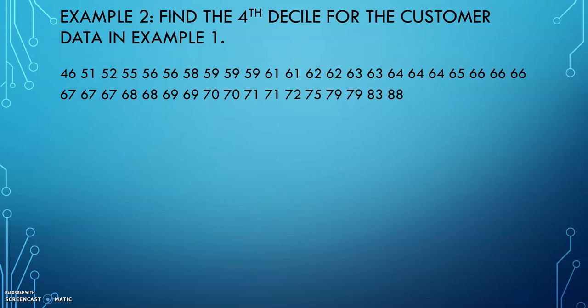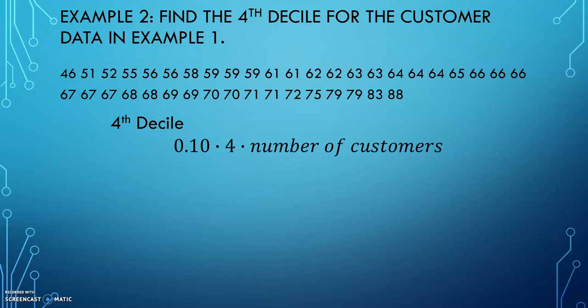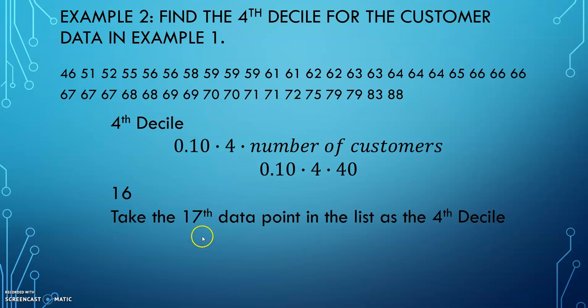Example 2, find the 4th decile for the customer data in example 1. The 4th decile: 0.10 times 4 times our number of customers. 0.10 because we're working with tenths for deciles. 4 because it's the 4th decile. Times our number of customers, 40, is 16. Take the 17th data point in the list as the 4th decile. The 4th decile equals 64.